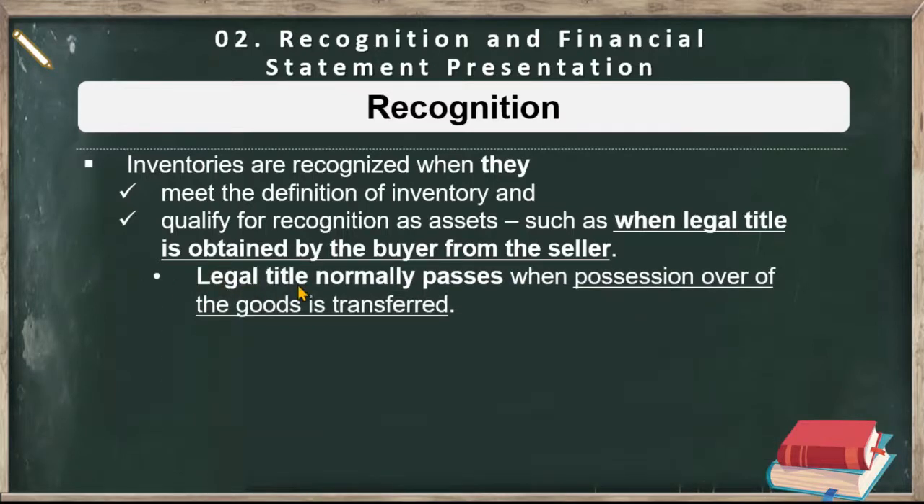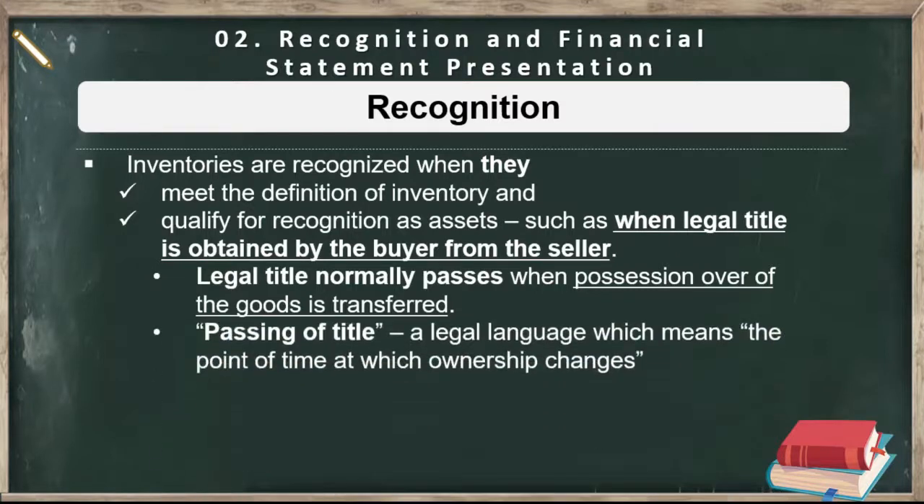And this legal title normally passes when there is possession over the goods that is transferred. And when we say passing of title, that means the point of time at which ownership changes. So basically, the general rule here would be you will recognize inventories when the title is passed on from the seller to the buyer.